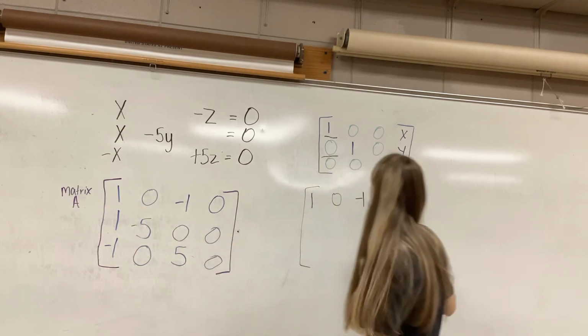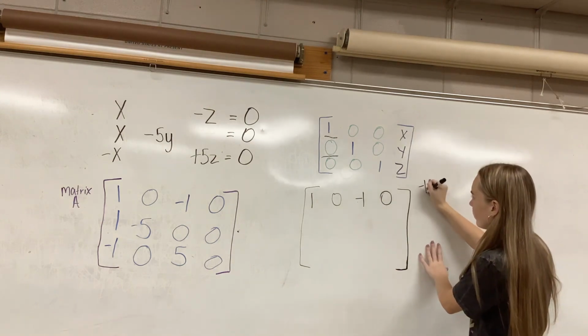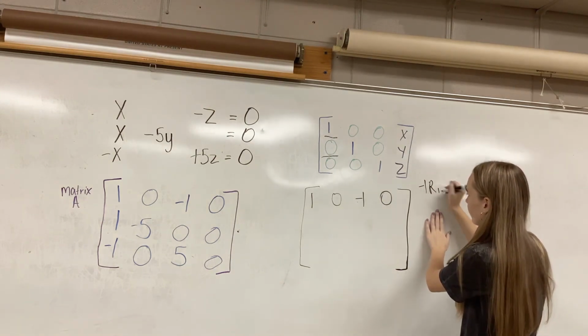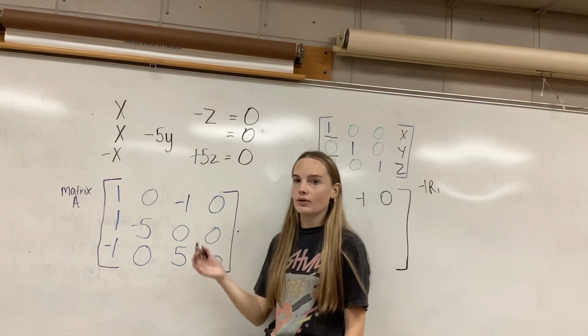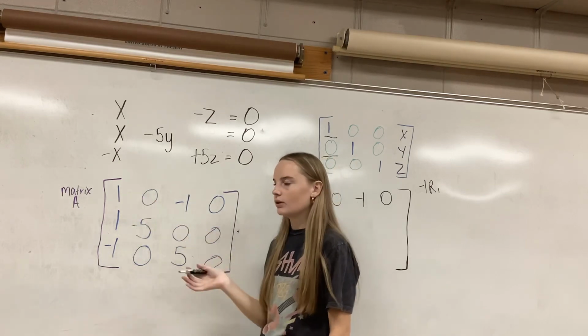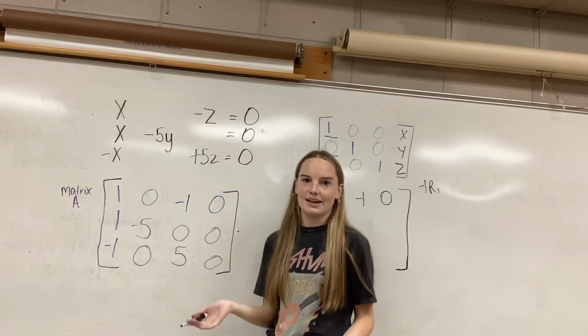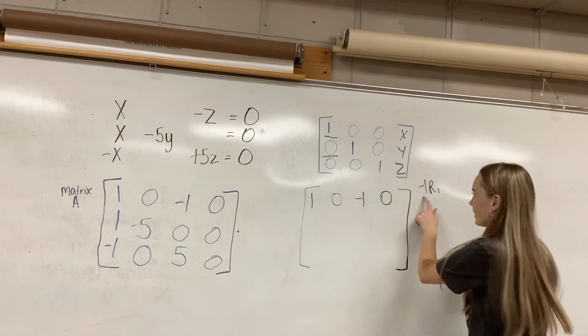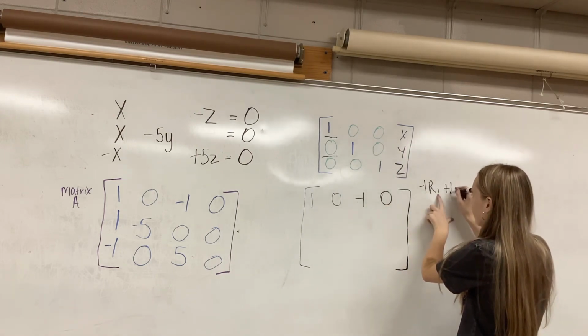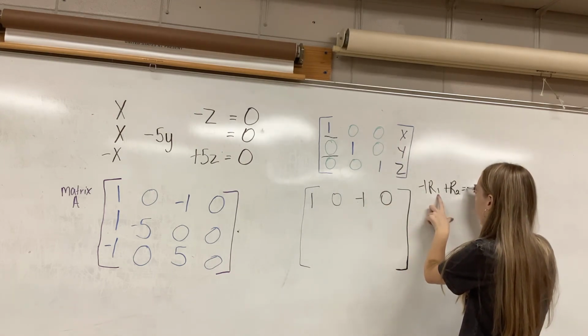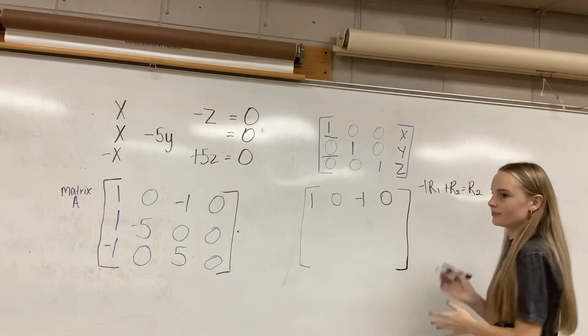Well, what you can do is take -1 and multiply it by row 1, because if you multiply -1 by 1, it's going to give you -1 there. -1 plus 1 is going to equal 0. So we're going to take our negative row 1 and add it to row 2, and that is going to equal our new row 2.